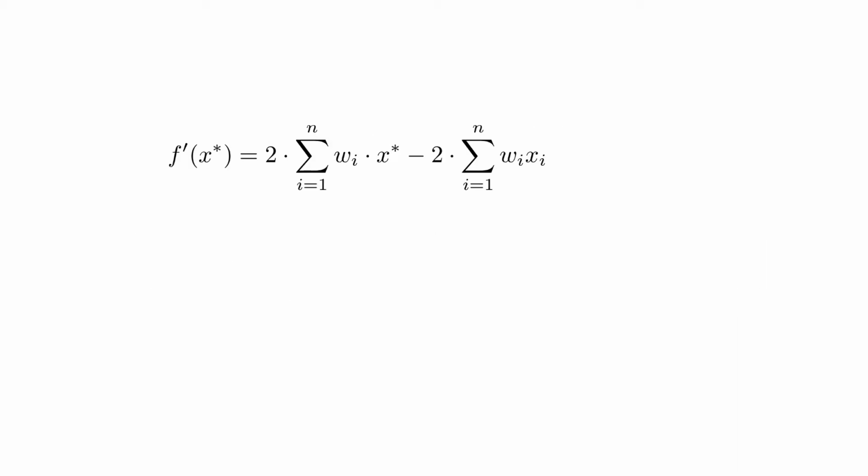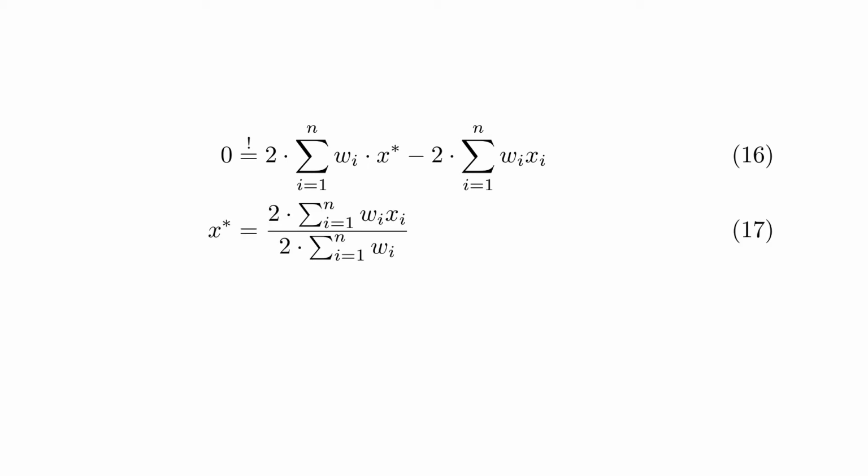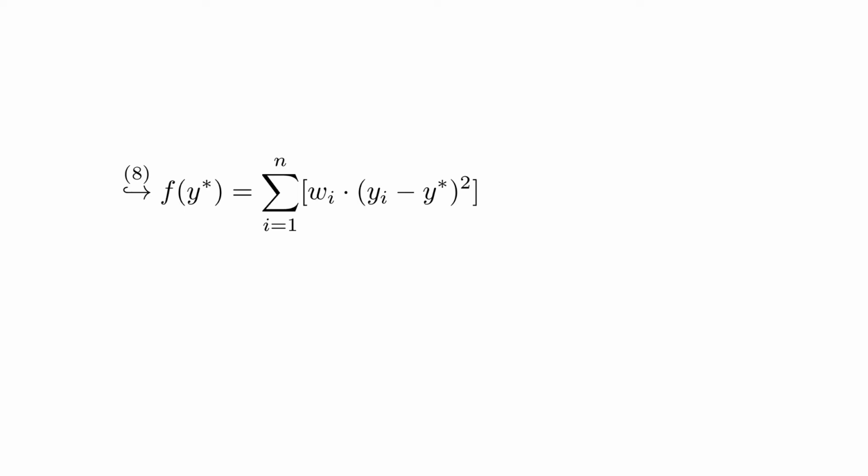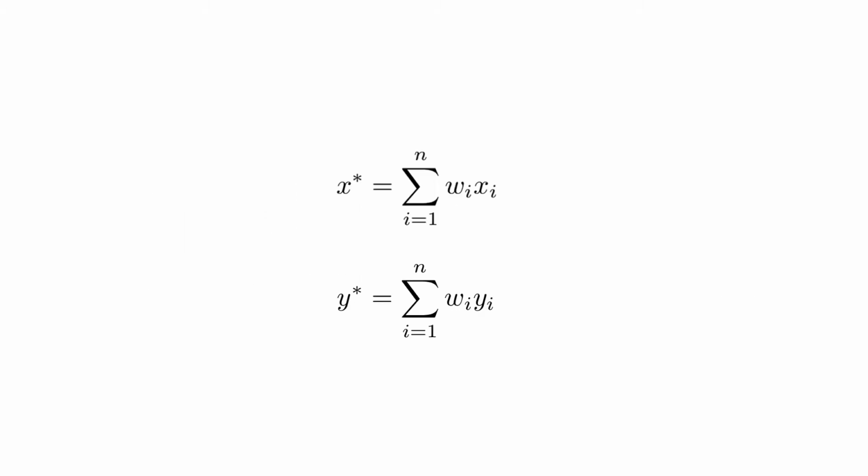So first, the derivation has to equal 0. After transforming the equation, we get this. As we already know, the sum of all weights equals 1, so we can even simplify our equation. To get our optimized result for y, we just take the equation from line 8 and repeat all the steps 10 to 18. As you can see, the optimized results for x and y are just the sums of the weighted individual x's and y's.